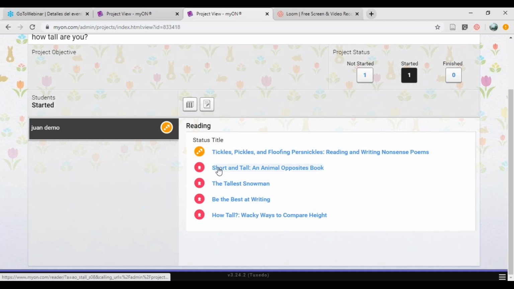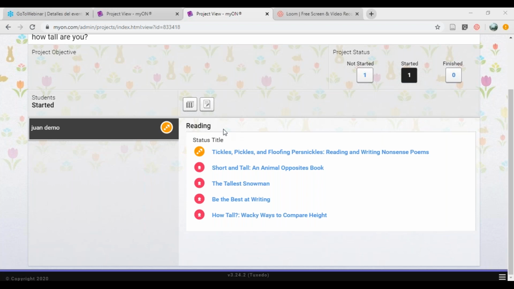Then I included two other books. These books are to provide them with writing skills. One of them is Be the Best at Writing, and the other one is Tickles, Pickles, and Fluffing Persnickles, Reading and Writing Nonsense Poems.